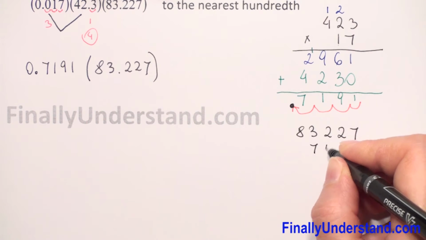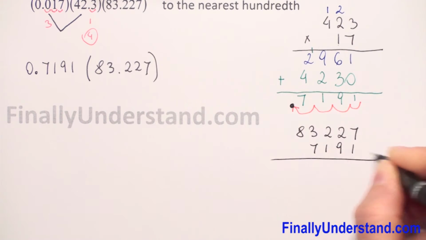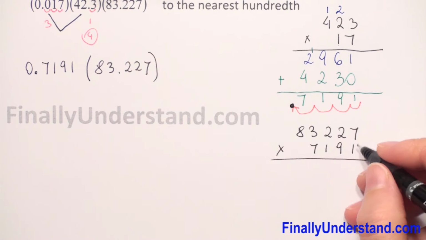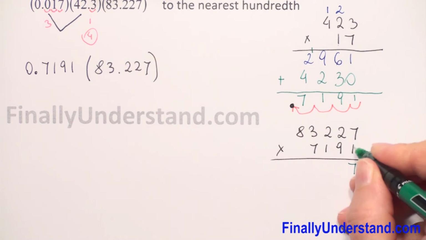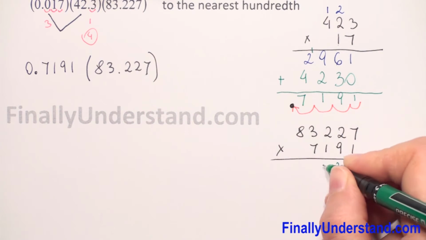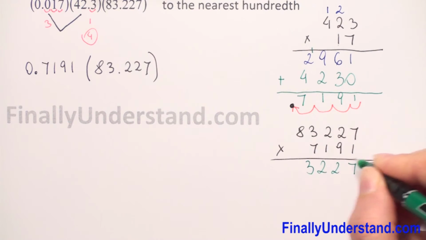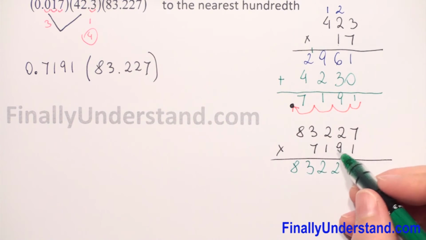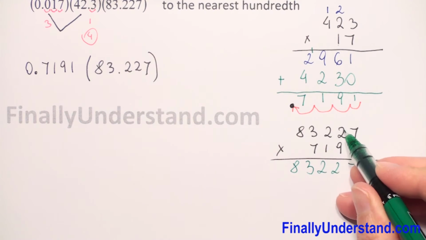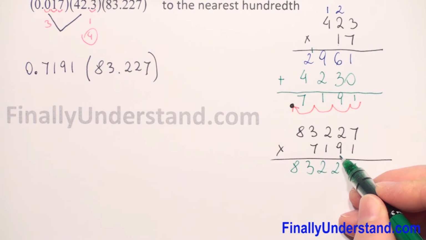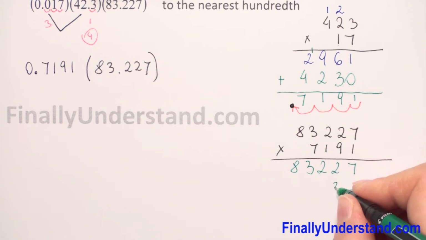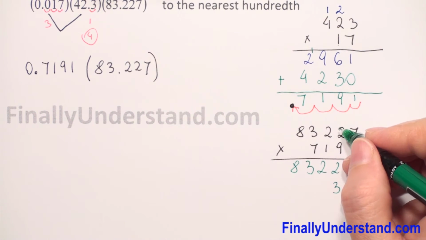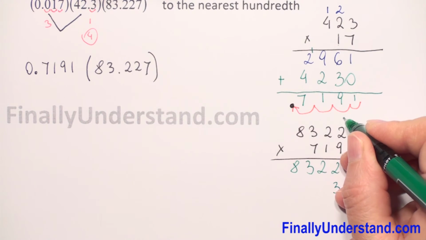And we have 7191. So we start from the right side. 1 times 7 is 7. 1 times 2 is 2. 1 times 2 is 2. 1 times 3 is 3. 1 times 8 is 8. And now we go to the next digit, because this is the second digit, so this is like 90 times 7. So this is 630. So we have to write 30, and 6 will go to the next digit.